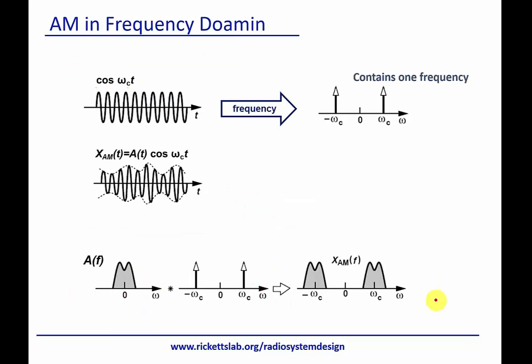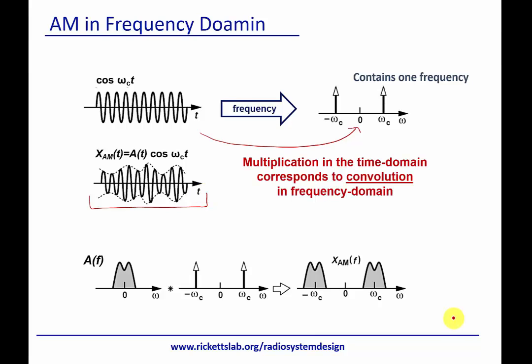So let's look at what happens in the frequency domain. If you remember from last time we talked about the carrier, well, here's the Fourier transform of a cosine of omega t. And so the question is, what does the frequency domain of this signal look like?